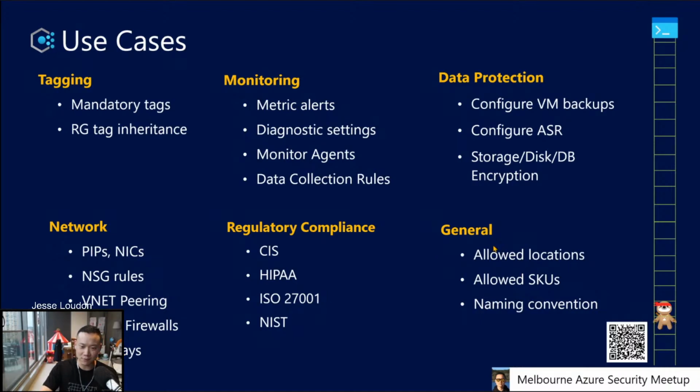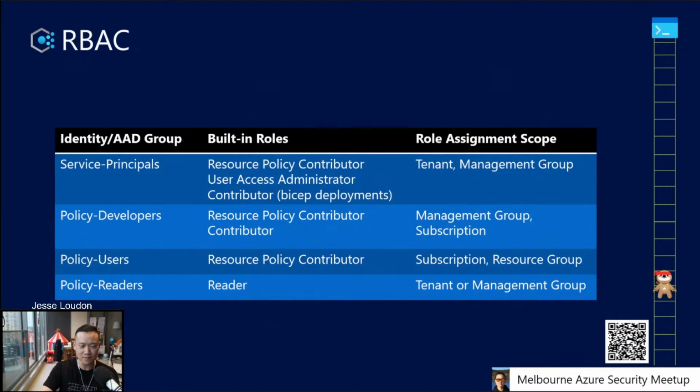General policies here are about making sure that nothing's deployed that's not in a certain location, like Australia Southeast. You can do that with policy. You can define SKUs for different compute or PaaS resources. You can even do naming conventions as well through policy.